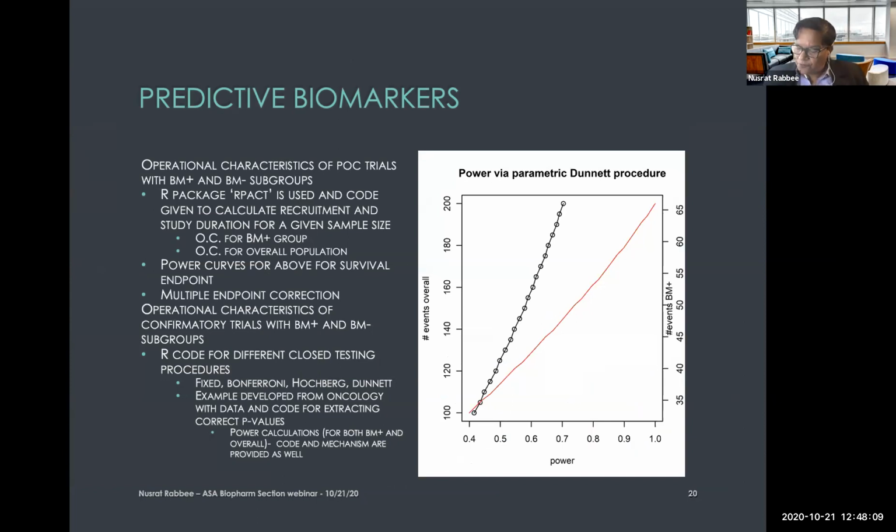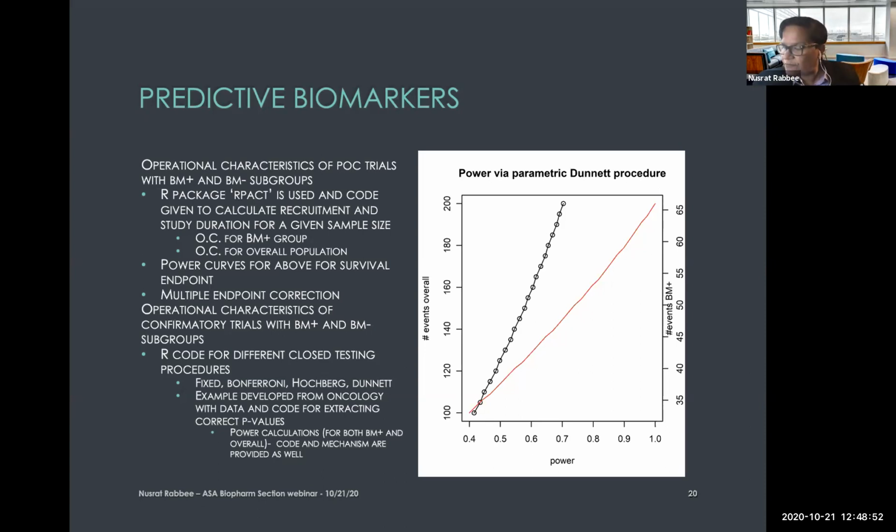First of all, the first bullet point, as you see, is that the operational characteristics of proof of concept trials with biomarker positive and biomarker negative subgroups are given in the book. And I use the R package, RPACT. RPACT actually stands for Design and Analyses of Confirmatory and Adaptive Clinical Trials with Continuous, Binary and Survival Endpoints according to the methods described in the monograph by Wassmer and Brannath. It's a validated R package, so it will give you the same result as any other software out there that is also validated.